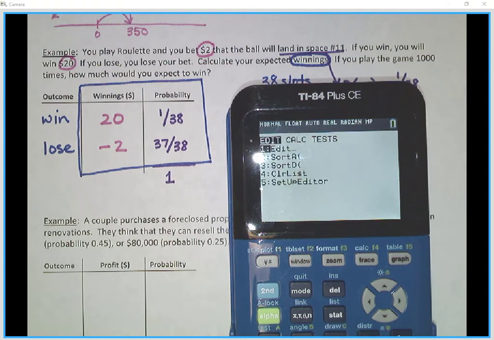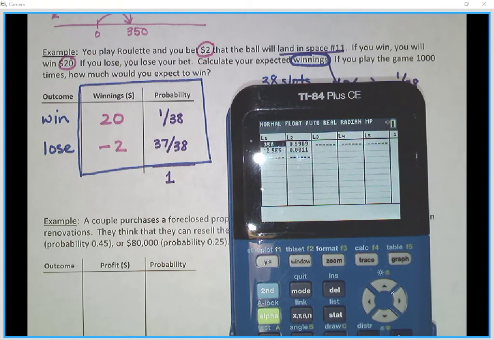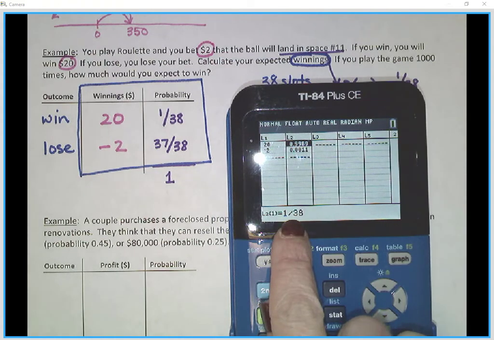Or you can go in here and you can put 20 and negative 2. Now, when you do these probabilities, go ahead and just type them as fractions and let the calculator handle the decimal part of it. So we type 1 out of 38.